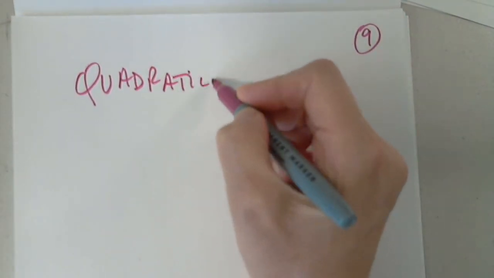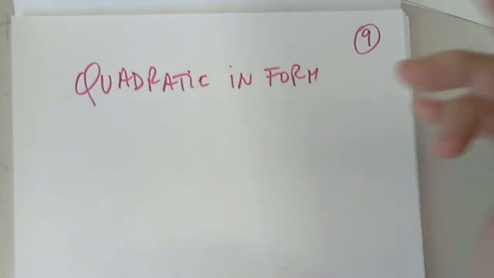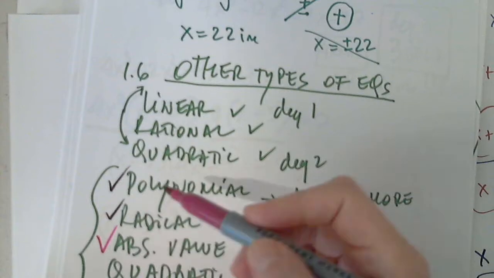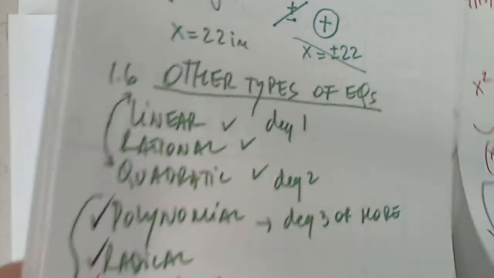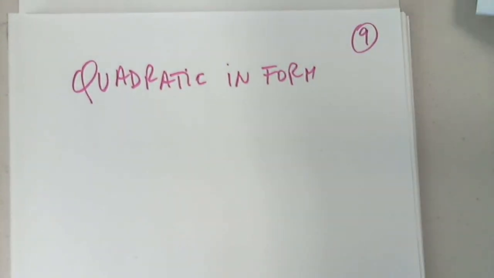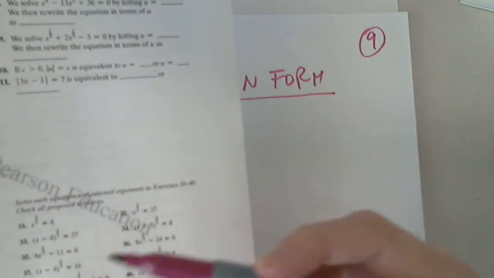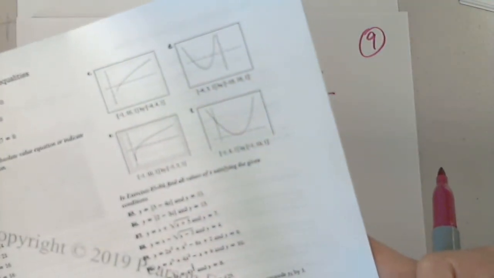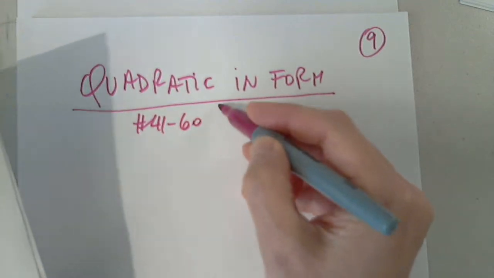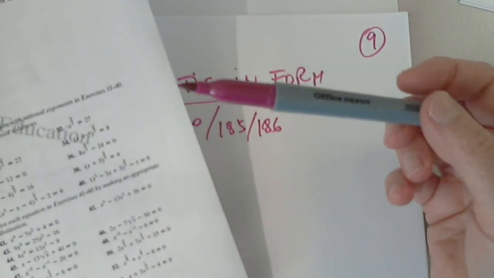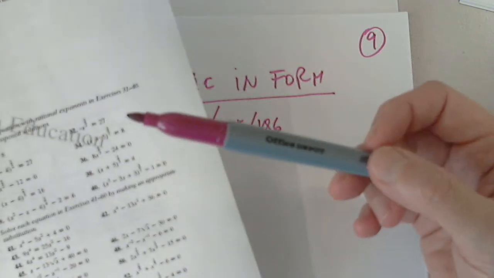Okay, moving on to quadratic in form. So going back for a second, I think we have only one more left. Yes. Absolute value done, quadratic in form, and then equations with rational exponents is the last one. Quadratic in form. Okay, I'm going to copy a problem. They are from 41 through 60 on pages 185, 186. I'm going to choose a simple one to start with. Let's say 42.